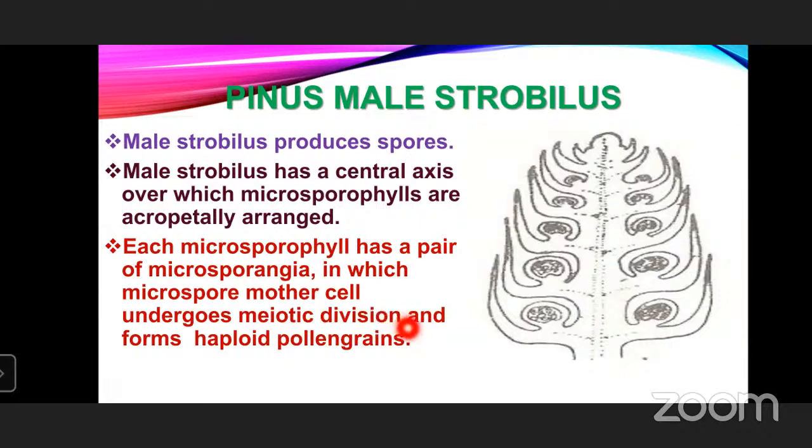Okay, and the pollen grain or microspore is the first cell of the male gametophytic generation. That haploid microspore or haploid pollen grain germinates to form a haploid male gametophyte.